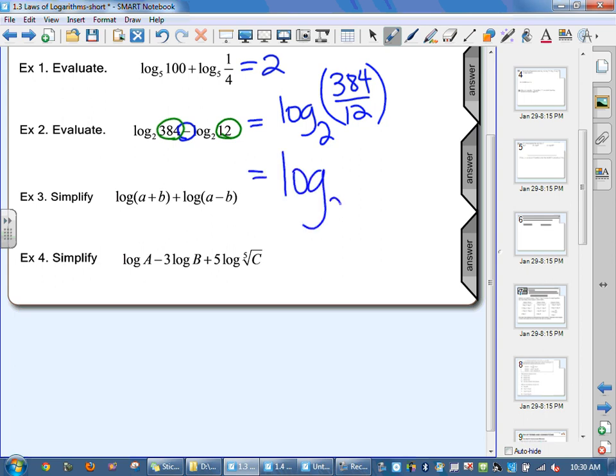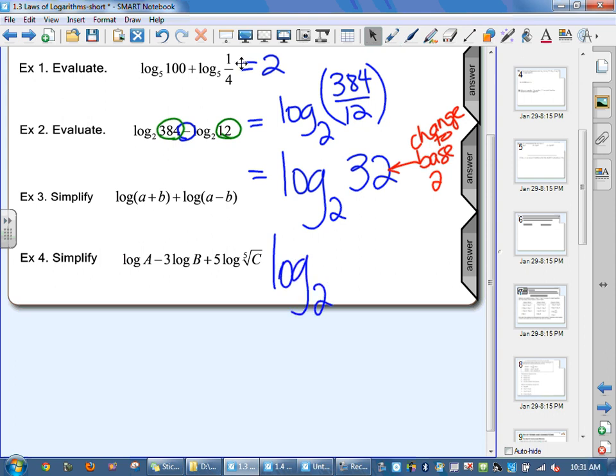At this point, you can change 32 to log base 2, or you can go log 32 divided by log 2. We're going to use the log laws. So we're going to change him to a base 2. So what we get is log base 2, and 32 becomes 2 exponent 5. Now that my log base and my argument are the same, they drop. My answer is 5.